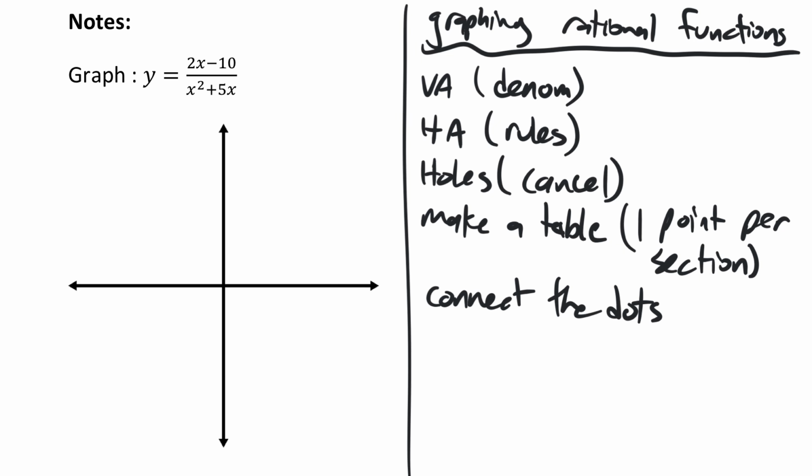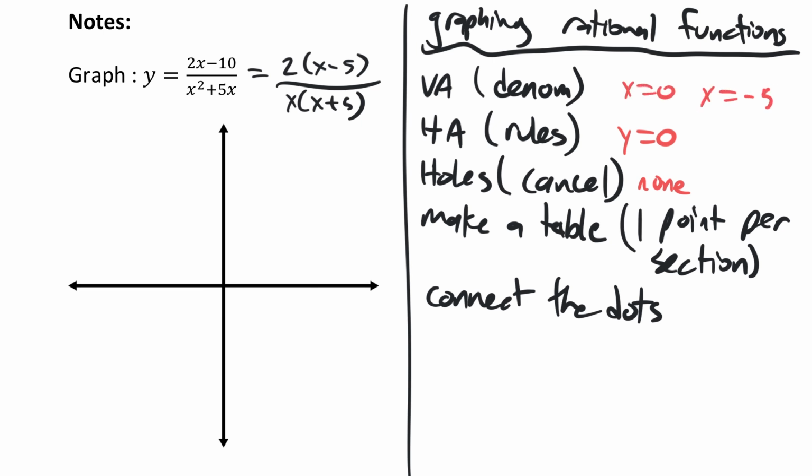All right, so here's a graph for us. We have y equals 2x minus 10 over x squared plus 5x. Go ahead and pause the video and see what you get. All right, so assuming you give it a try, you should end up with 2x minus 5 over x plus 5, which means nothing cancels, so there's no holes. So for this one, the holes are none. The horizontal asymptote is going to be y equals 0 because it's got a degree of 2 on the bottom and 1 on the top. The vertical asymptotes are going to be at x equals 0 and x equals negative 5.